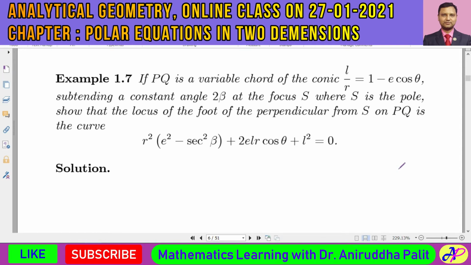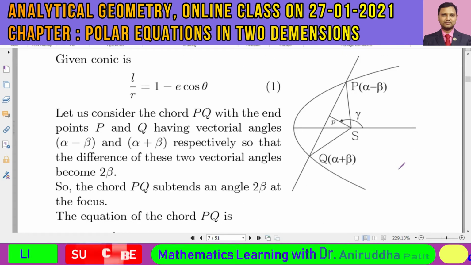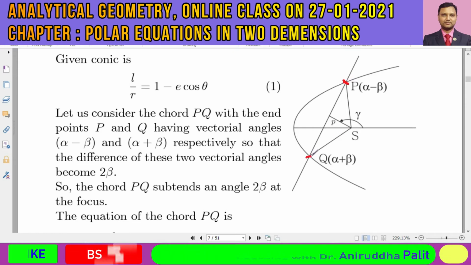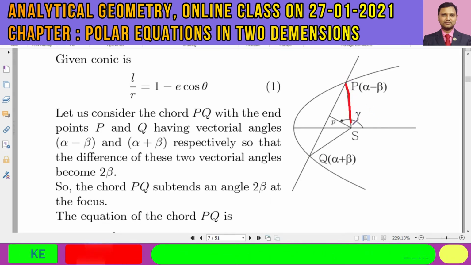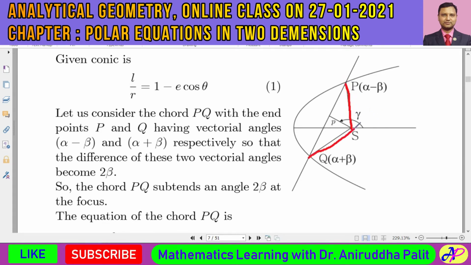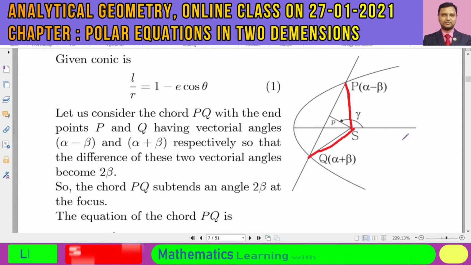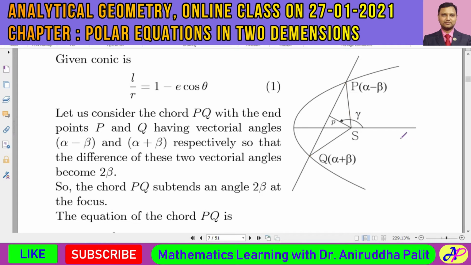And how is it possible? You see, we have a chord, this kind of chord. This is the point P and this is the point Q. If we draw the lines from P to S and from Q to S, PS and QS, these two lines will make an angle 2β. By question, this much would be equal to 2β.